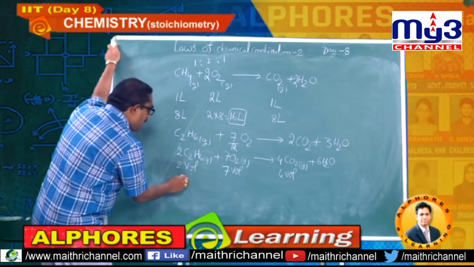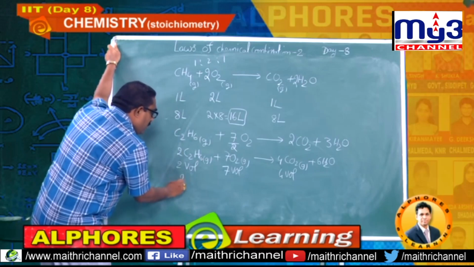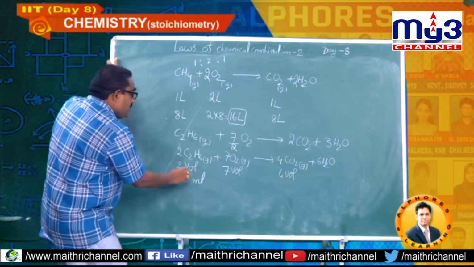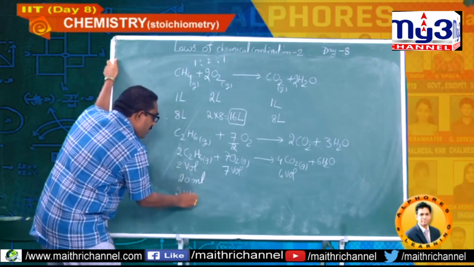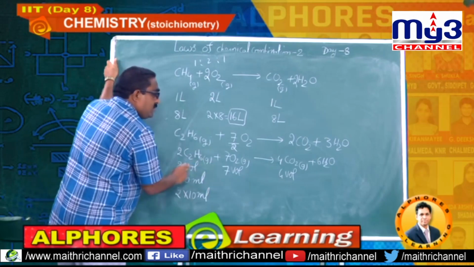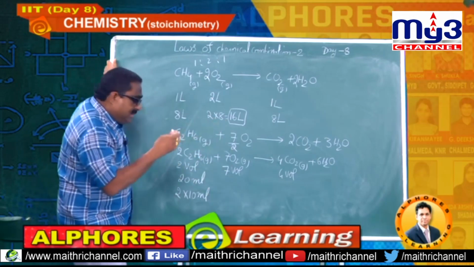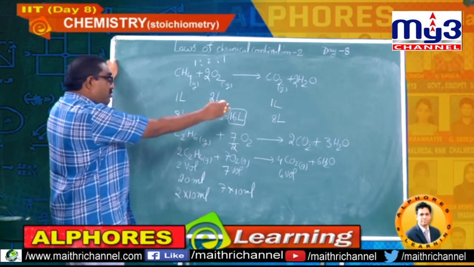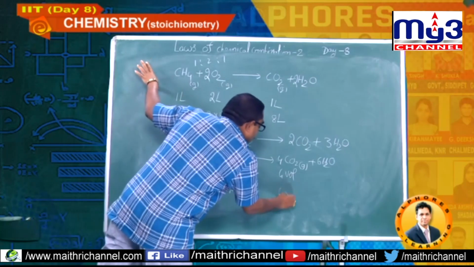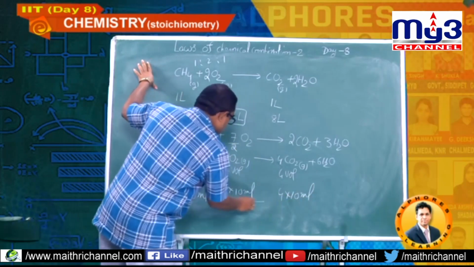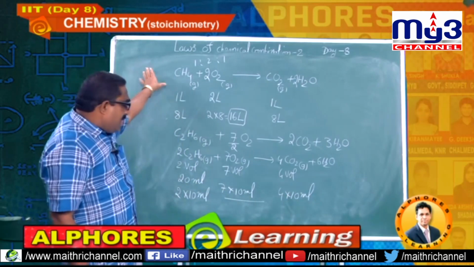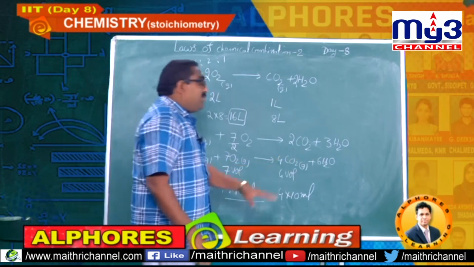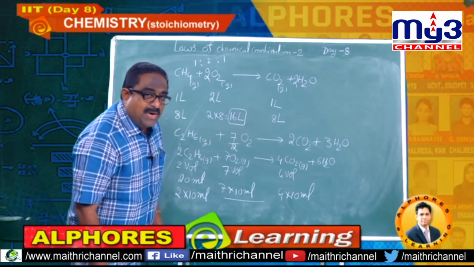Now simply, if you are given 20 ml of ethane for complete combustion, you can write it as 2 into 10 ml. Here the ratio is 2:7. The required oxygen is 7 into 10 ml and the produced carbon dioxide will be 4 into 10 ml. So 70 ml of oxygen is needed for combustion of 20 ml of ethane and 40 ml of carbon dioxide is going to be produced.